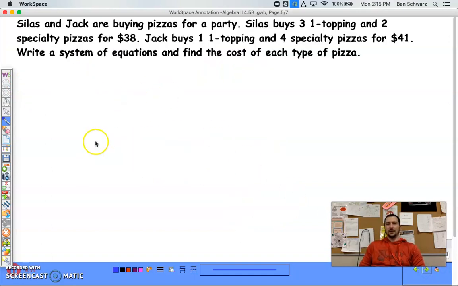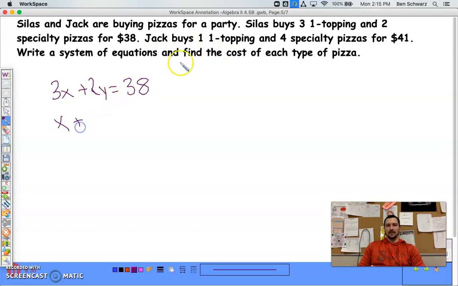All right, and then finally we'll do a quick word problem here. So first is figuring out the equations. So Silas and Jack are buying pizzas for a party. Silas buys 3 one-topping, 2 specialty pizzas for $38. So let's call the one-topping pizzas X. So he bought 3 of those. He bought 2 specialty pizzas. So we'll let Y represent specialty pizzas. So 2Y for 38. And then Jack bought 1 one-topping and he bought 4 specialty pizzas. And that was a total of 41.